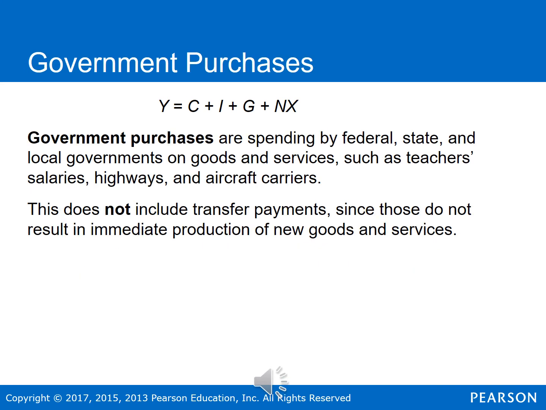Next, we have government purchases. So government purchases are spending by federal, state, and local government on goods and services. So things like teacher salaries, highways, aircraft carriers for the military. These do not include transfer payments, since those don't result in the immediate production of new goods and services. So we're not counting things like welfare, Social Security, things like that.